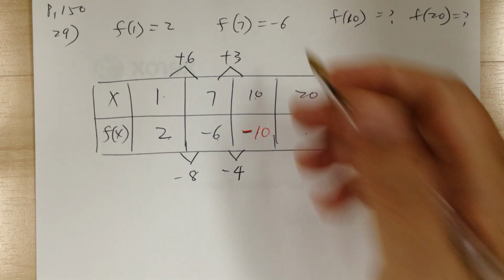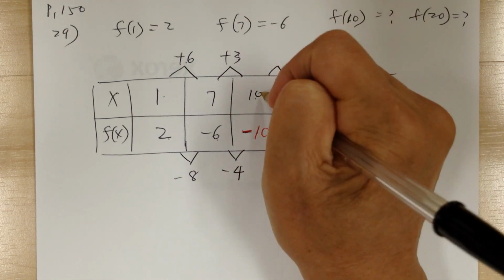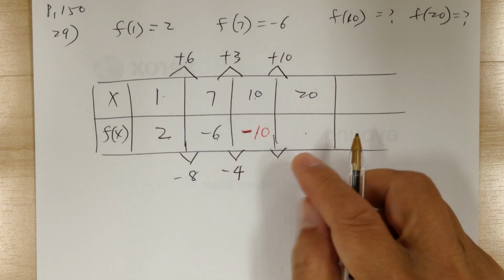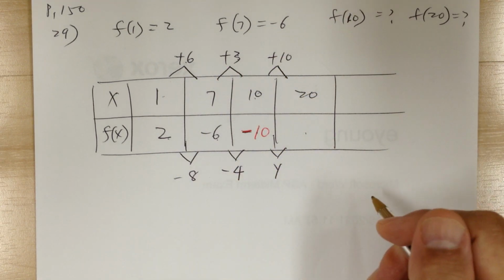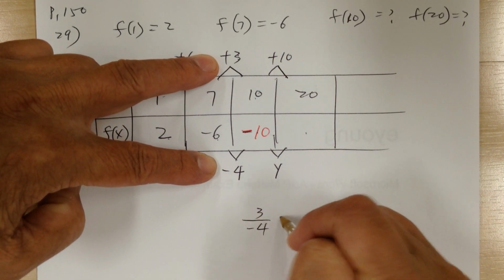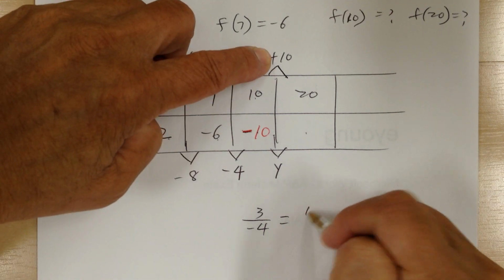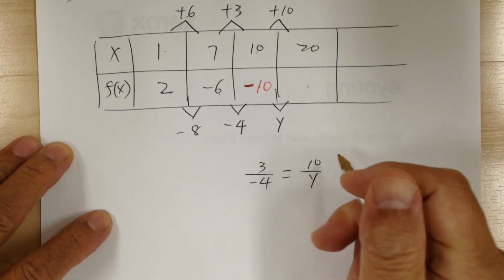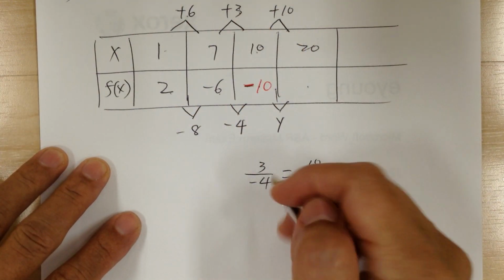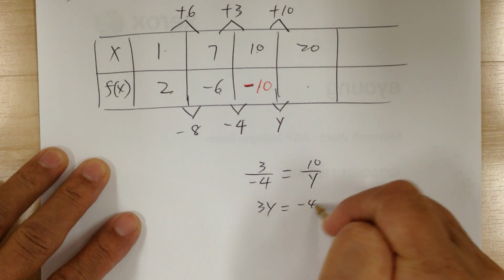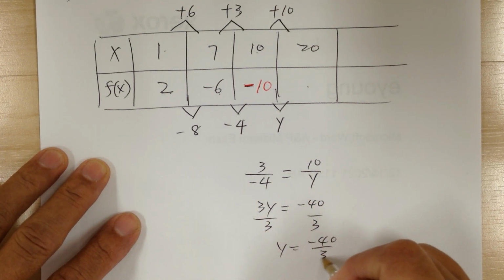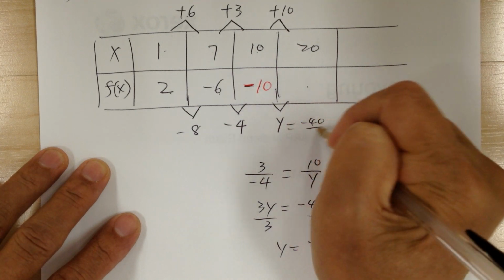Next one. So from here to here, you have to plus 10. Again, this is not a nice ratio. So let's just call this y, and let's work it out. So from here, you're going to get 3 over negative 4 equal to 10 over y. So you just use a ratio. Whatever you see, you can just write it down. Cross multiply and divide by 3, divide by 3. So y equal to negative 40 over 3.